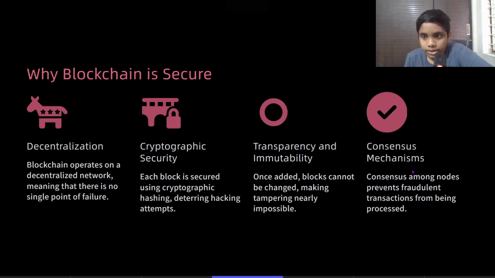Consensus mechanisms. The nodes all come to an agreement. They all agree that the computers all validate this transaction, and if they all come to an agreement that this transaction is true and valid, then the transaction can go through, and no false or fraudulent transactions can be processed. So all the nodes come to an agreement that okay, this transaction is valid, let's keep it in a block, so that no fraud or false transactions will happen.